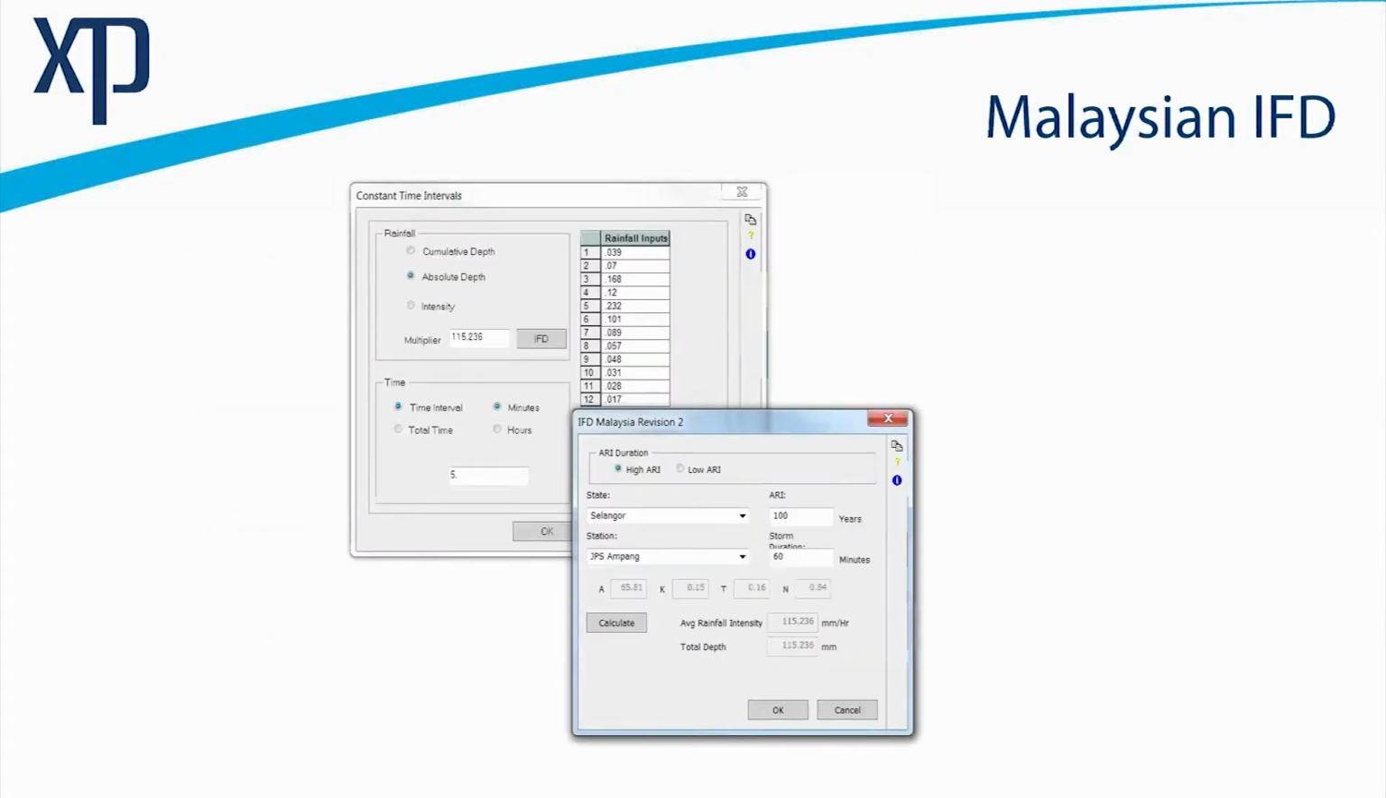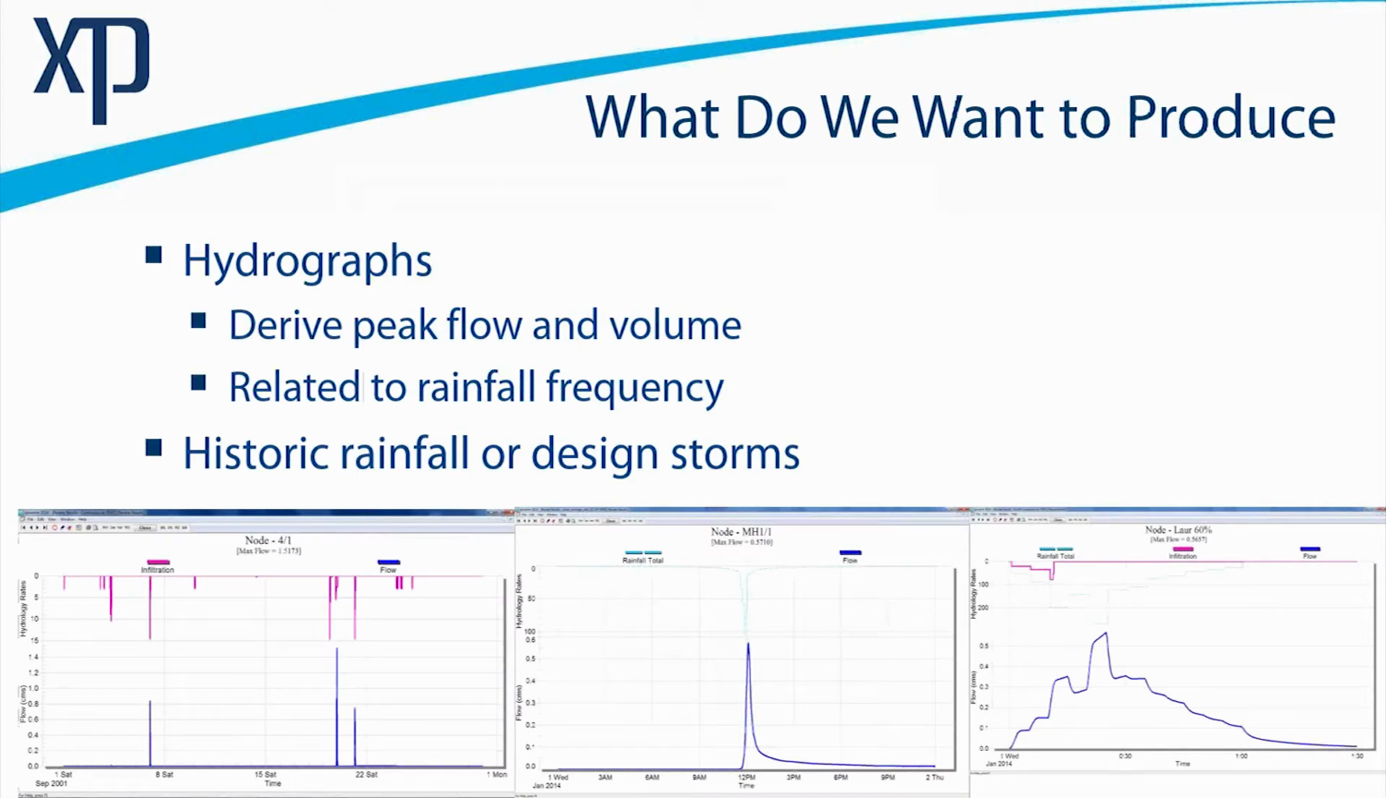That's just a quick review back on that IFD calculator, same location, that JPS Ampang, which shows with a temporal pattern applied. That's the 60-minute pattern, and how that would be applied to the software. And so from all of that background information, what is it that we're trying to achieve? Why are we interested in running these calculations? And of course it's to derive these peak flows and volumes relative to our rainfall input.